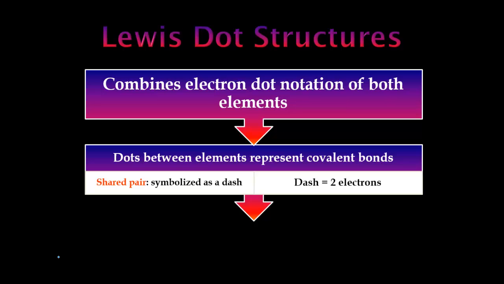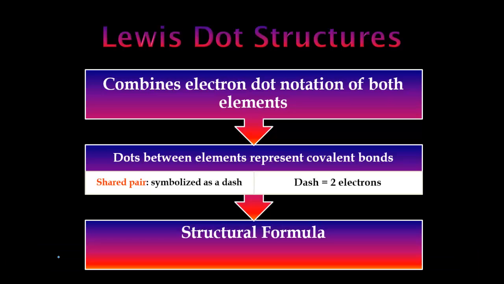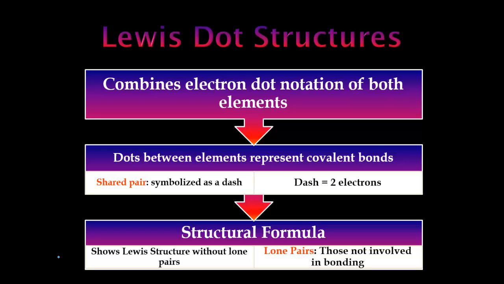And when we write the dash, we have to remember that it means 2 electrons, because we're going to get one from one element and one from the other. And we're going to put this together to build a structural formula. So it's going to show Lewis structures without any of the lone pairs. A lone pair would be electrons that aren't involved in bonding.